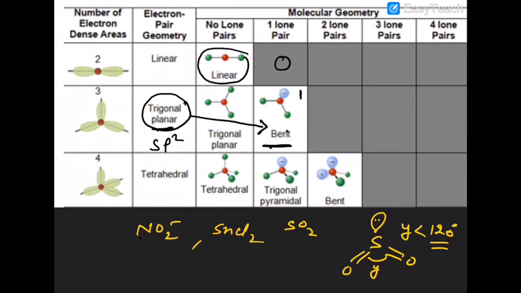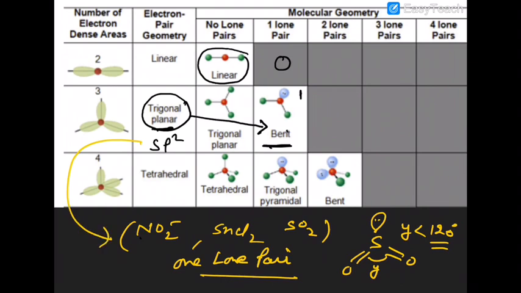So in all three of them there is one lone pair present, in sp2, or you can say in trigonal planar. But what they all have is a bent shape. NO2 nitrite ion, SnCl2, SO2, all have, due to the presence of one lone pair, a bent shape.